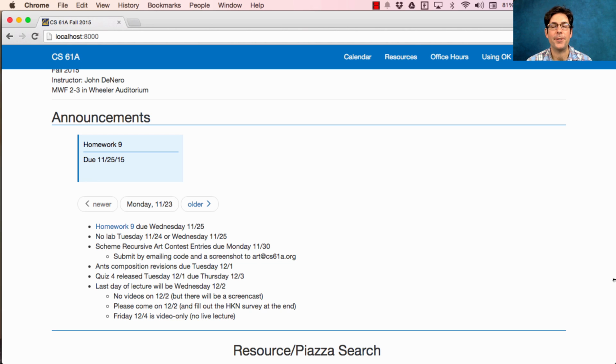You can also revise your ANTS project to regain any composition points that you lost. And you can prepare for Quiz 4 on SQL, which will be released Tuesday and due on Thursday.